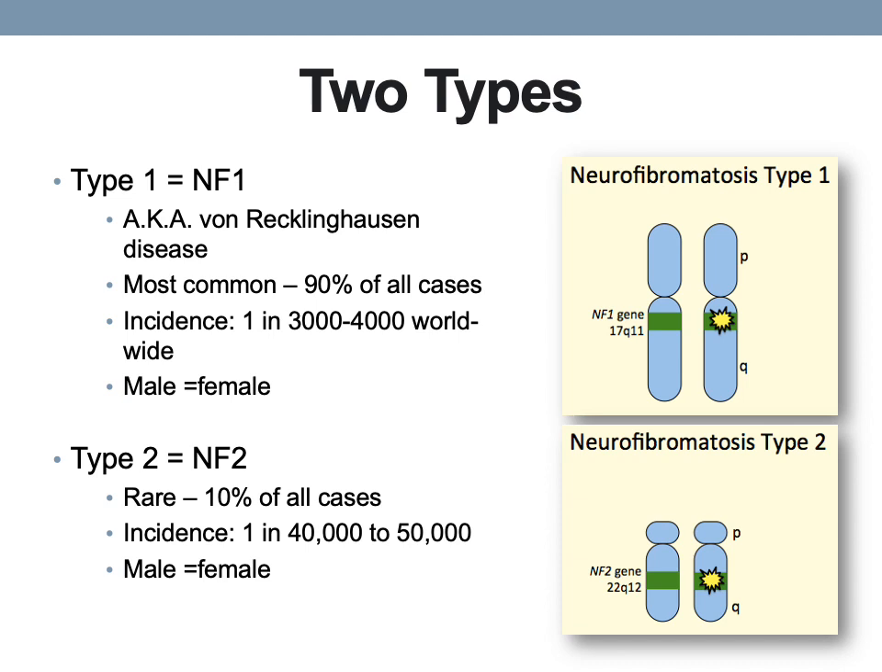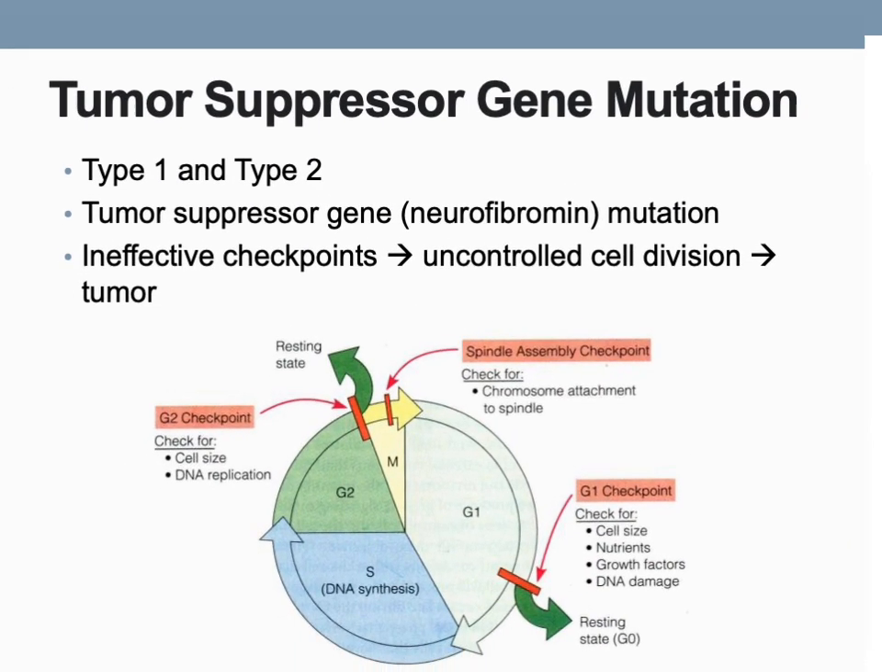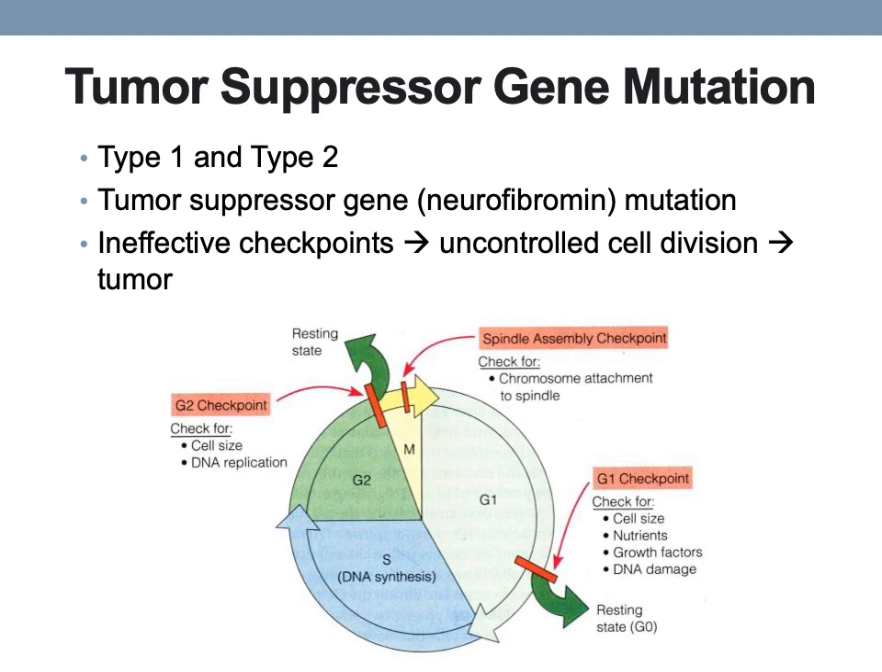Type 2 neurofibromatosis is rare and only represents about 10% of all cases. The incidence is 1 in 40 to 50,000, and it also affects males equally as females. So what is happening with neurofibromatosis? Well, it is a tumor suppressor gene mutation in both type 1 and type 2.